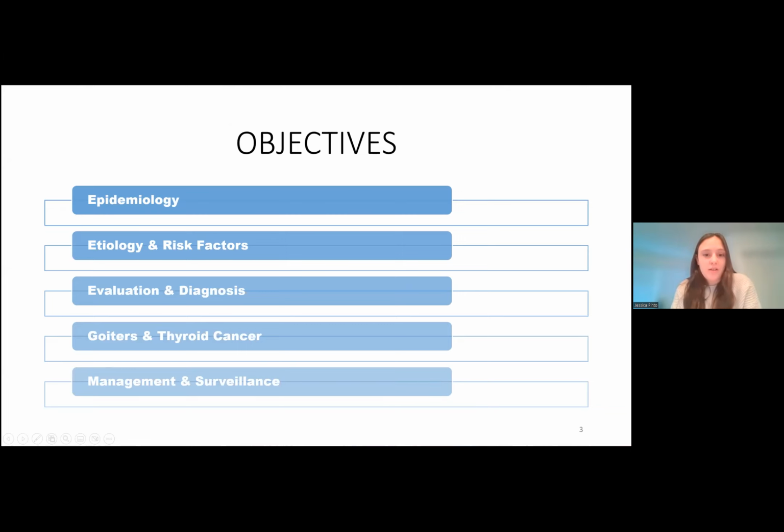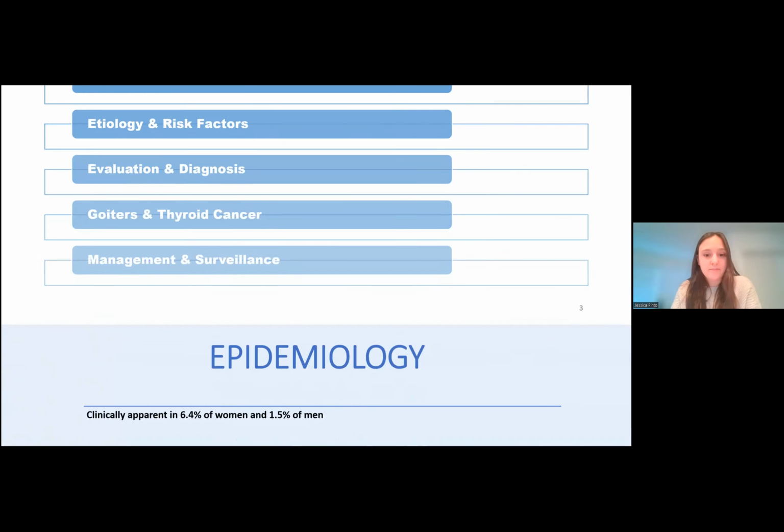So, objectives. We'll talk a little bit about the epidemiology, some of the etiology of these nodules and risk factors, how to begin a workup and get to a diagnosis. I'll talk a little bit on goiters and thyroid cancer, and in that discussion, a little bit about management and surveillance.